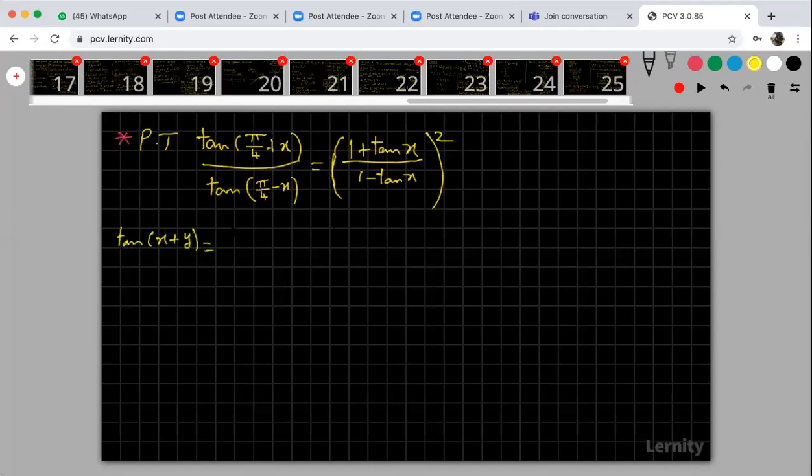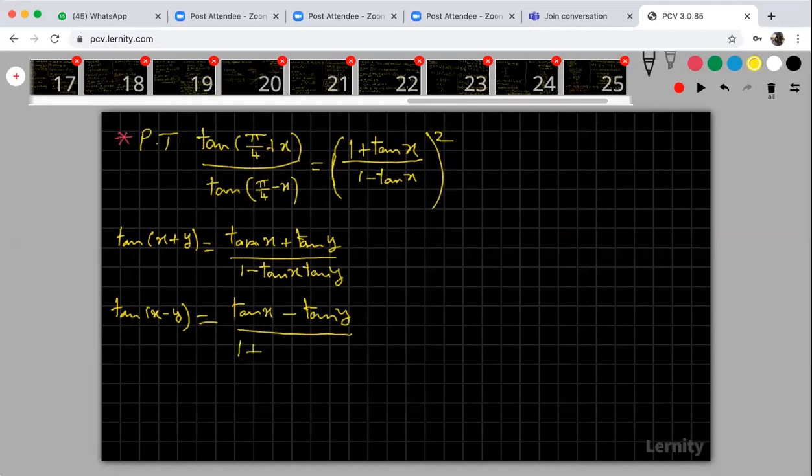That is tan a plus b, or tan x plus y formula: tan x plus tan y divided by 1 minus tan x tan y. What about your tan of x minus y formula? Tan x minus tan y divided by 1 plus tan x tan y. Are you okay? These two identities we have already proved. I'm going to use these two identities.